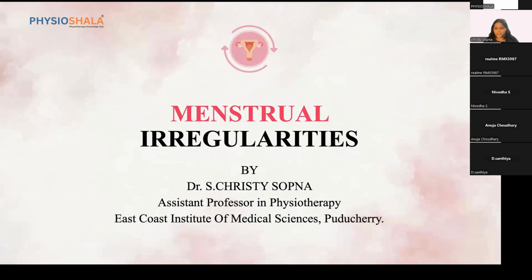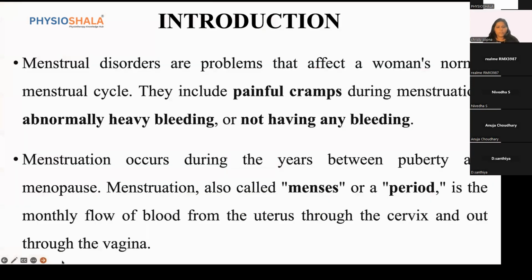The menstrual irregularities are more common nowadays. So going into the introduction of menstrual disorders. So what are the menstrual disorders? Menstrual disorders are the problems that affect a woman's normal menstrual cycle. So it may include some painful cramps during the menstruation. It may be an abnormal heavy bleeding or not having any bleeding at all.